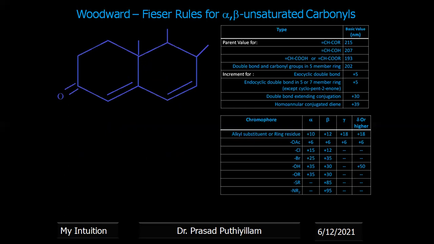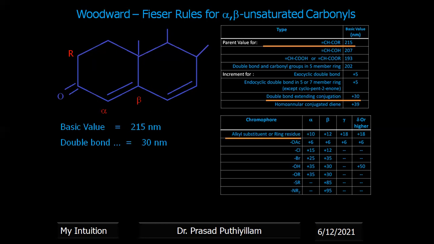Another structure in which C double bond O is present here. So alpha beta unsaturation also, therefore this is alpha and beta positions, and R we call it as the parent, value is 215. It has got a double bond extending conjugation. So this much we consider as alpha beta unsaturated carbonyl, and after that one single bond and double bond. That means conjugation is extended. The double bond is present, extending the conjugation. Therefore, we need to add plus 30, so 30 nanometer.